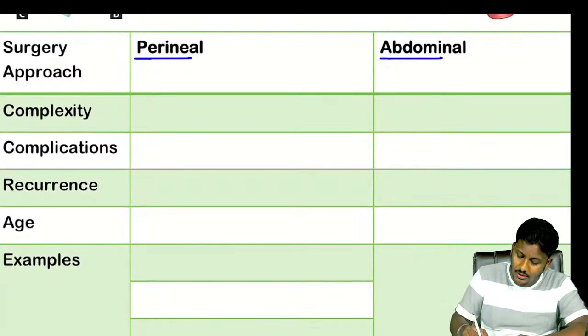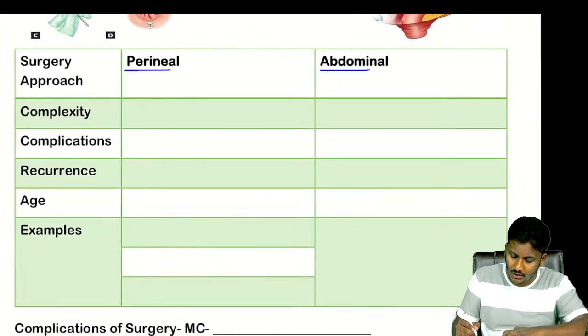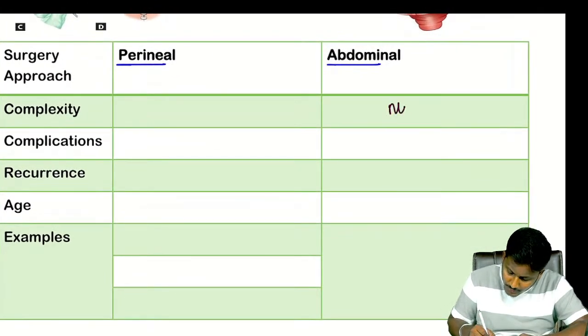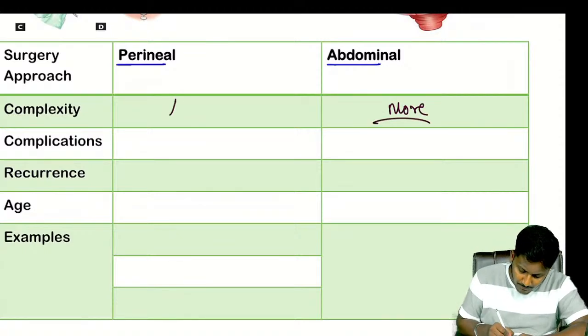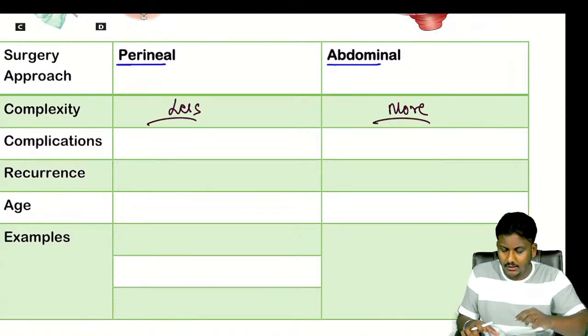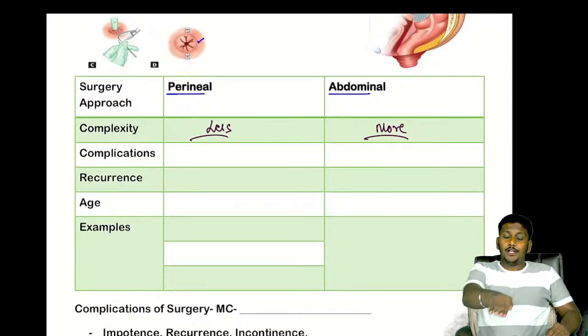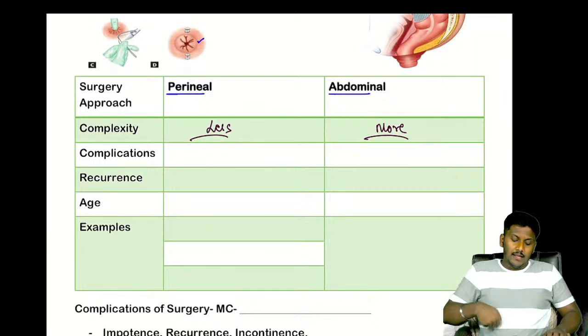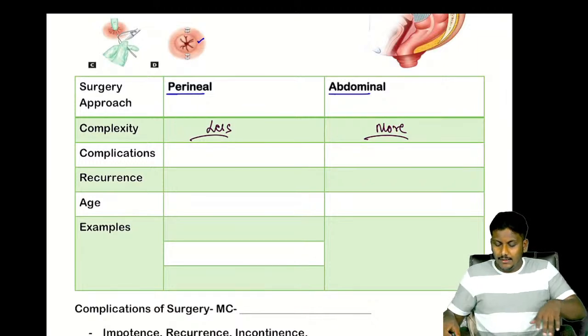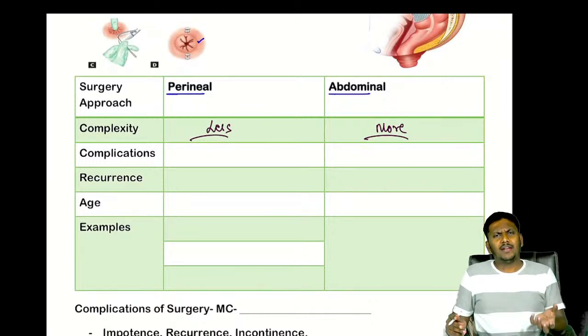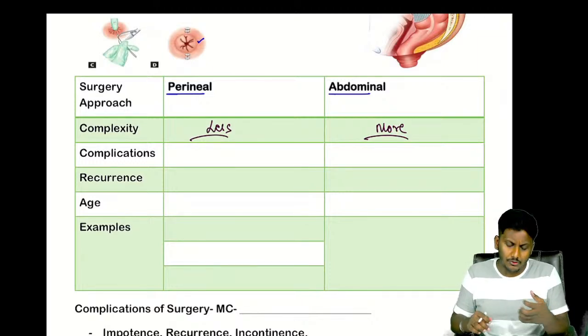Remember which surgery will be more complex. We know that the abdominal approach surgeries are going to be more complex. Perineal approach surgeries will be less complex. Reason, if you are going to operate from the abdomen, you have to go from the abdomen till the rectum, you have to pull up the rectum, and there are so many organs over here. That's the reason it is going to be more complex. Perineal approach surgery, definitely it will be much easier to do.